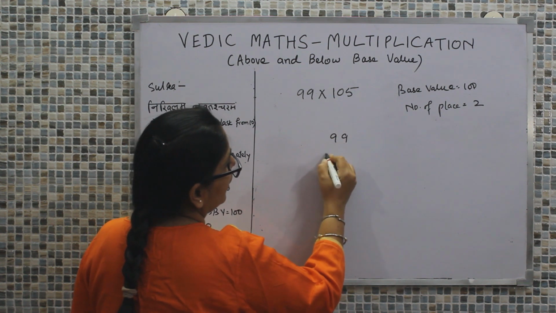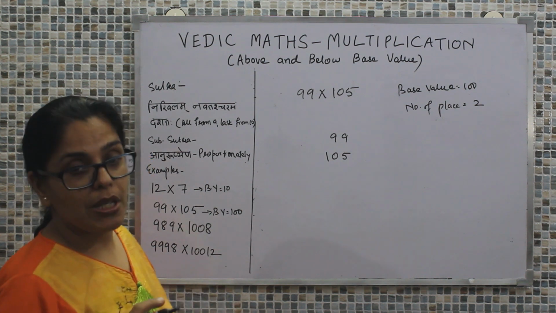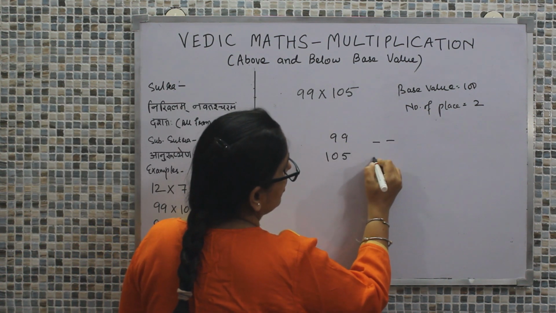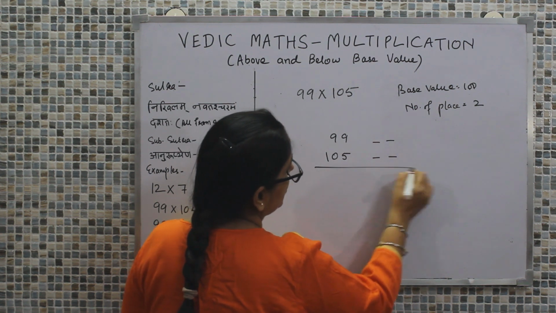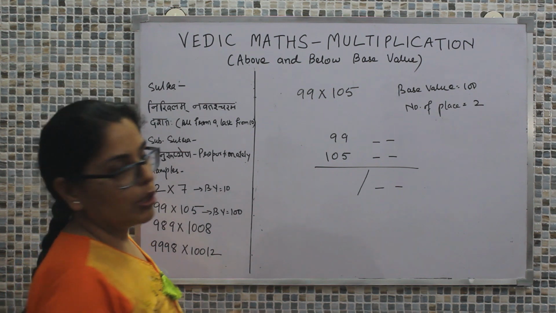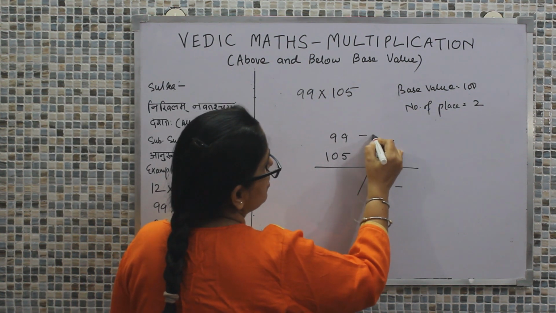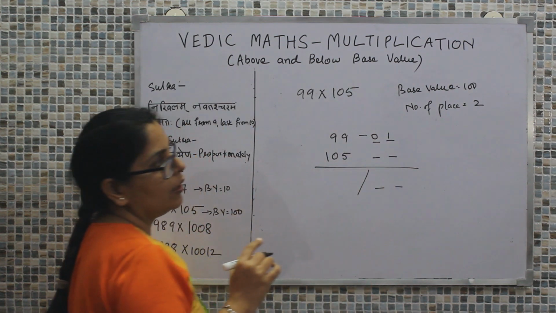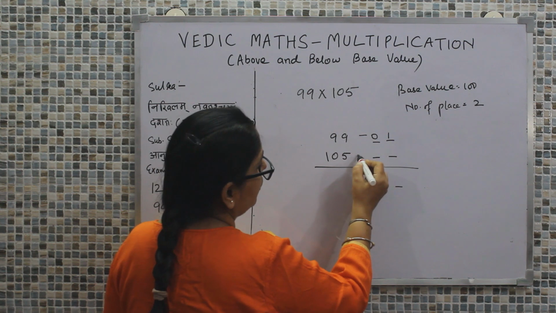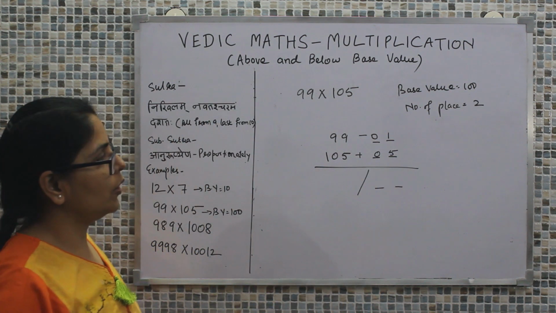We have 99 and 105. Now comparing the values with the base value. 99, first make out the number of places in RHS. RHS will have 2 places, and in the answer also RHS will have 2 places. Now when we compare 99 with 100, it is 1 less than the base value. And when we compare 105, it is 5 more than the base value.